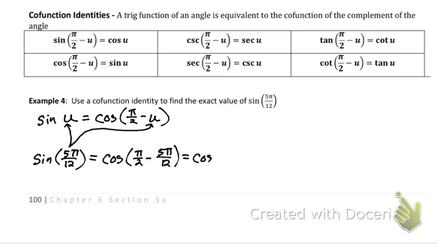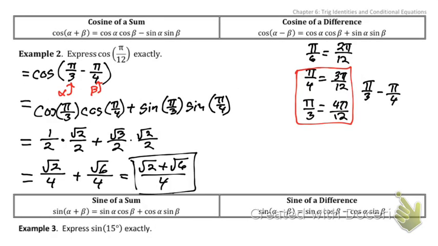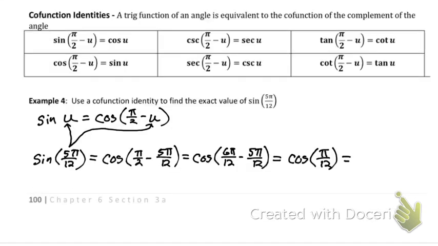Well, that's going to be cosine of, instead of pi over 2, we're going to go with 6 pi over 12 minus 5 pi over 12, which is going to equal cosine of pi over 12. We did cosine of pi over 12. Is it square root of 2 plus square root of 6 all over 4, right? Yep, because we just did that. So that's going to equal square root of 2 plus square root of 6 all over 4.